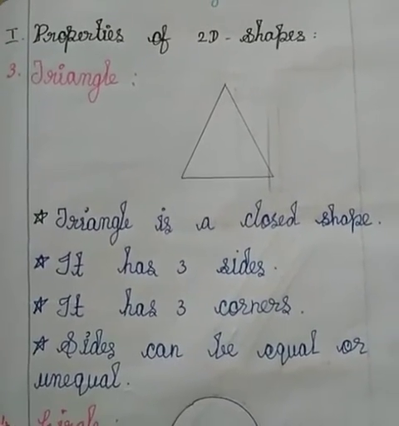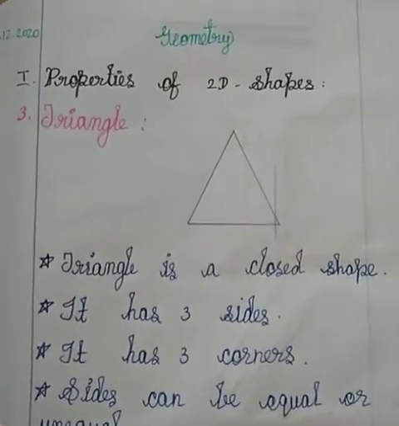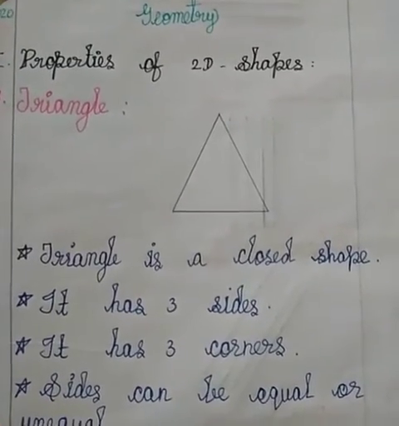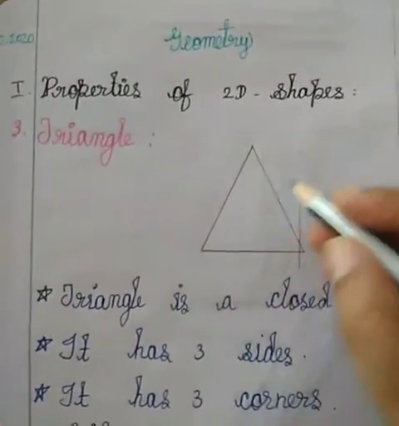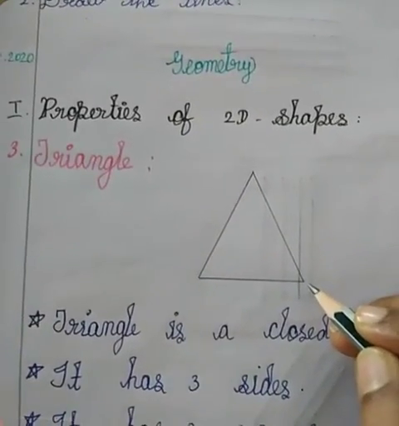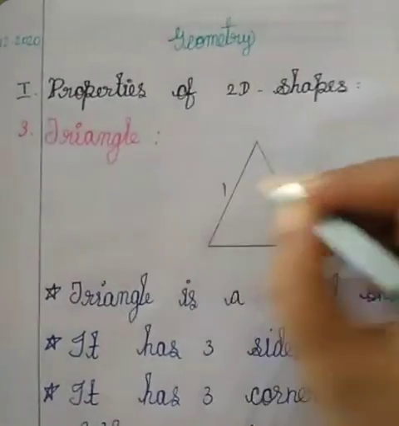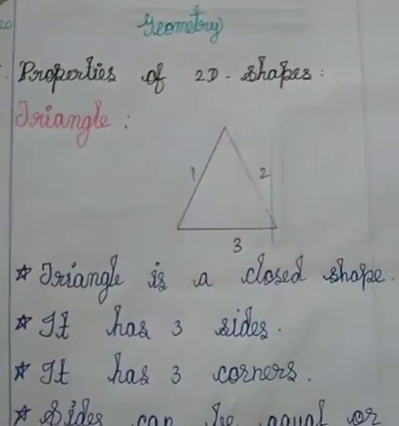Triangle is a closed shape. I already told you, closed shape means it has no open space. See the triangle, all the lines are joined by another line. This is called a closed shape. It has three sides. See, 1, 2, 3. There are three sides in a triangle.